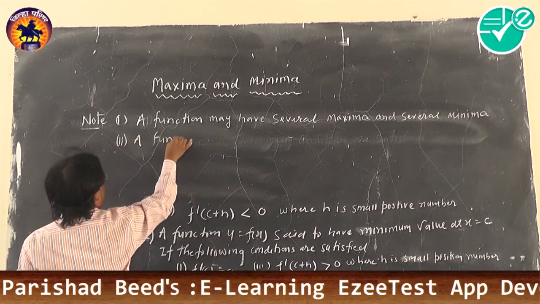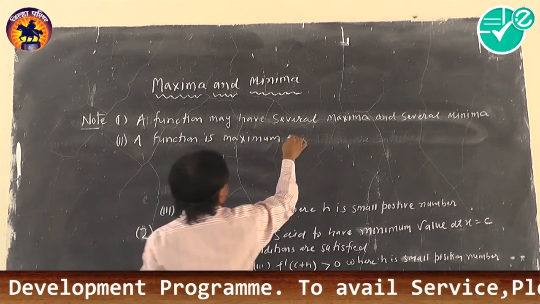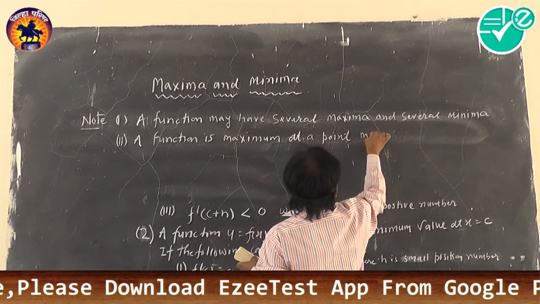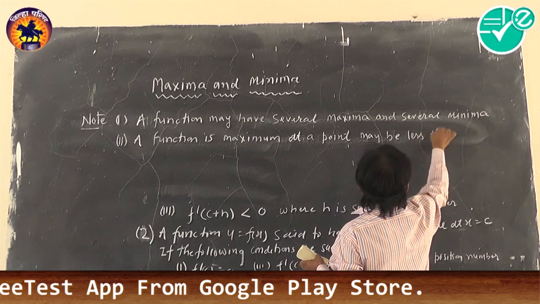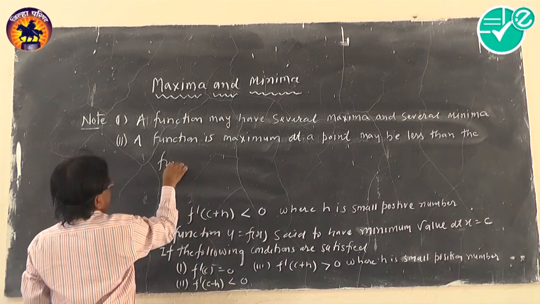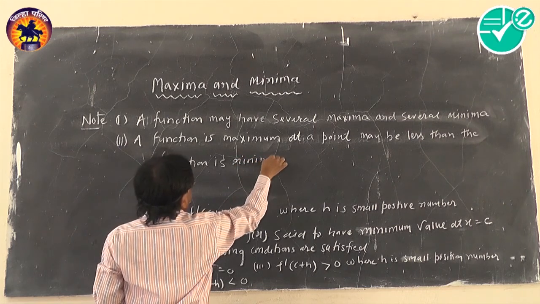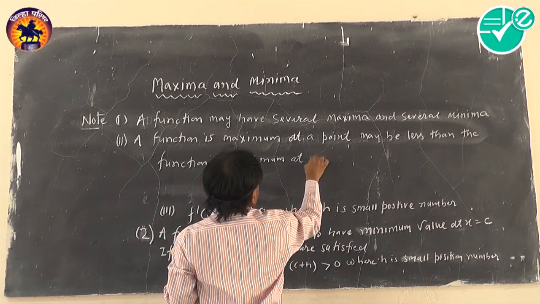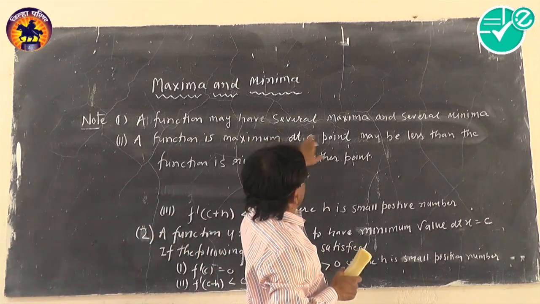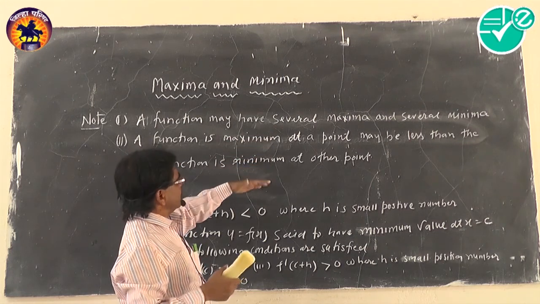Number 2, a function is maximum at a point may be less than the function is minimum at another point, means a maxima may be less than any other minima on that curve.